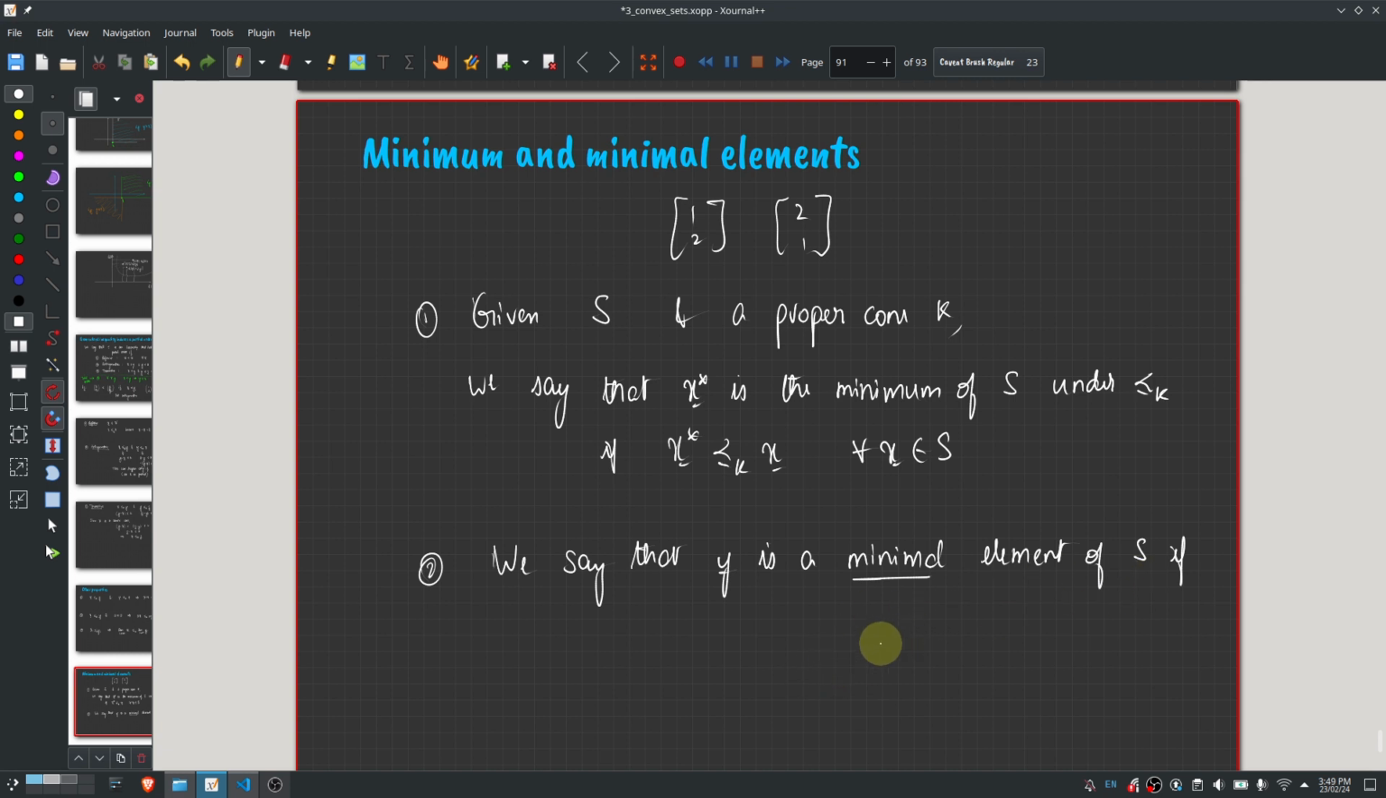But we say that Y is a minimal element of S if the only way that X can be less than or equal to Y is if X is equal to Y. So in other words, there are no other elements which are strictly less than Y. Or there are no elements distinct from Y which are less than or equal to Y.